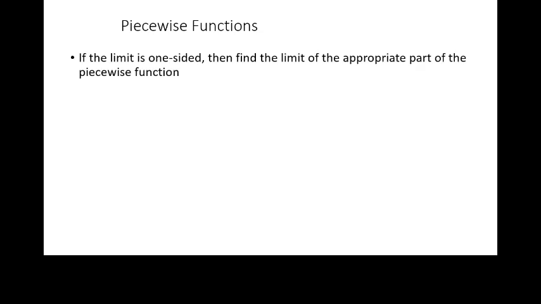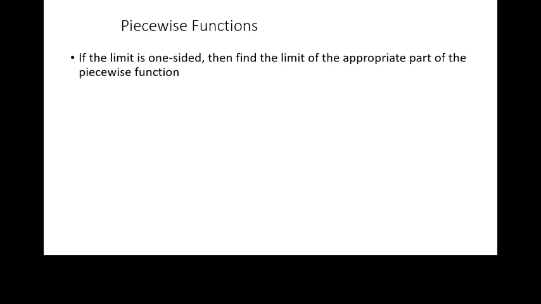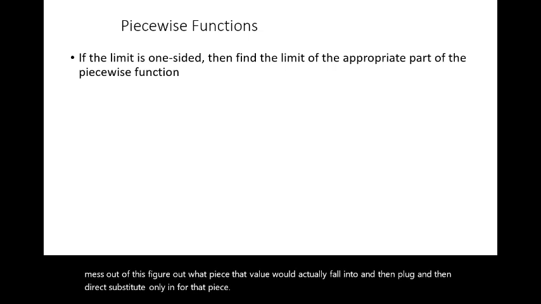Now, for piecewise functions, I will say that direct substitution can work for any type of function, but for piecewise functions, if the limit is one-sided especially, you need to figure out what piece you're supposed to direct substitute into. Don't just direct substitute your number into every single part and make a complete mess out of this. Figure out what piece that value would actually fall into, and then direct substitute only into that piece. So you should only be direct substituting into one part of a piecewise function at a time.